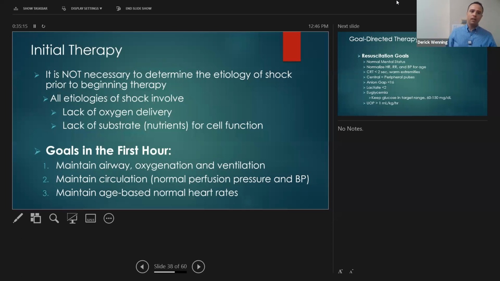All etiologies of shock involve some form of lack of oxygen delivery and some lack of substrate, all forms, okay? Your goals in the first hour are to maintain your ABCs. You're going to maintain your age-based vitals, and you're just trying to normalize everything that's abnormal. You're like, okay, temperature is wrong, got to fix that. Patient's too tachycardic, got to bring that down to normal. Blood pressure's low, got to bring that up. Patient's too tachypneic, trying to normalize that. That's really all you're doing. Patient's not peeing, want to see a wet diaper. You know, that's really all the things that you're looking for.